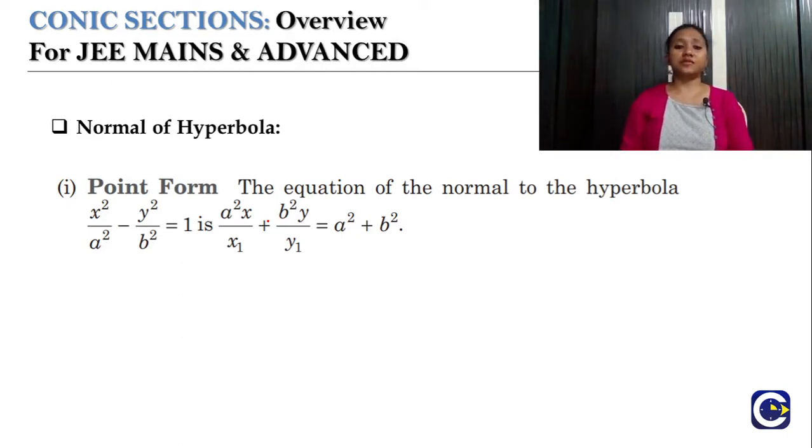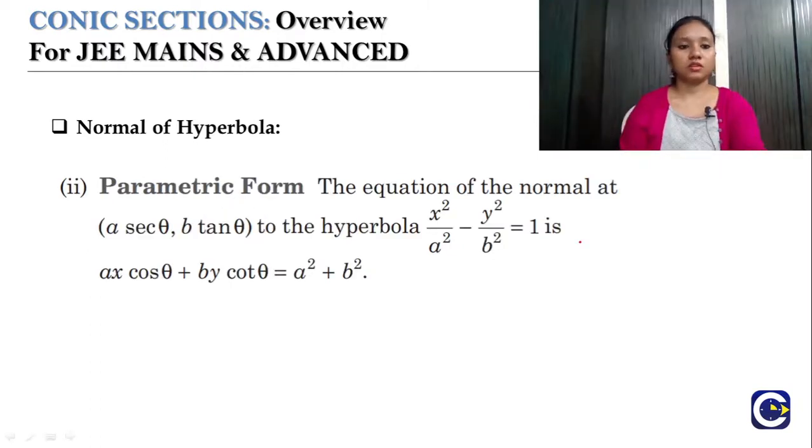If you are facing difficulty remembering this, you can write the equation of the tangent, take the slope from there, and then find the equation of the normal. The next form of equation is the parametric form. The equation of the normal at the point a secant theta comma b tan theta to the hyperbola: here you can identify that the coordinates given are in parametric format, so the corresponding equation of the normal will also be in parametric format, which is ax cos theta plus by cot theta is equal to a square plus b square.